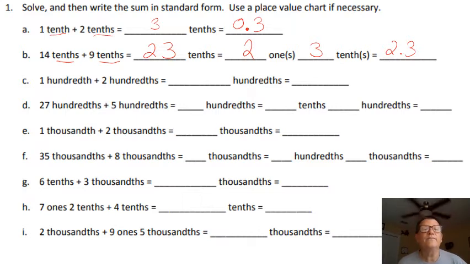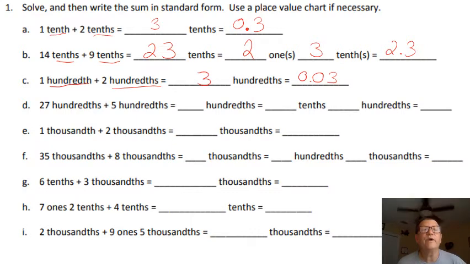Now on C, we have 1/100th plus 2/100ths. So we know we have 3/100ths. So when we write it in standard form, we know we have 0 ones, we have 0 tenths, and we have 3/100ths. Remember that you always say the digit in the place value. Okay, the last digit is always in the place value.